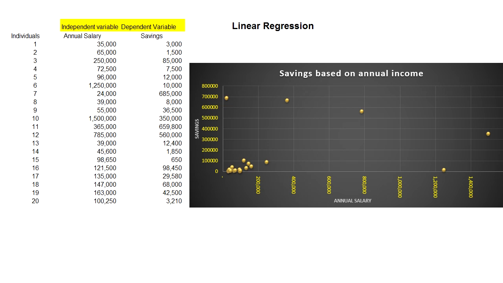So the question becomes, how can I draw a line? Can I draw it like this, or can I draw it like this? Which is the best line to draw, because you can see they are quite widely spread. They are not all close to each other. So how can I draw a linear line and establish a relationship in order to predict any individual's savings based on their salary?